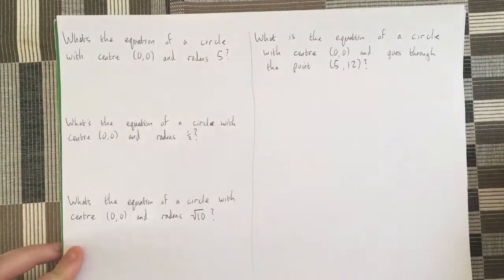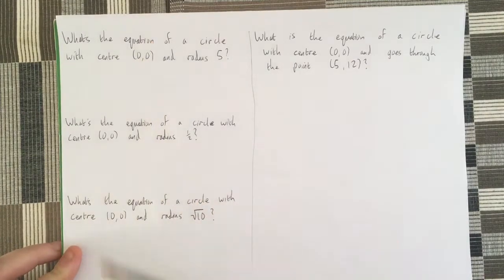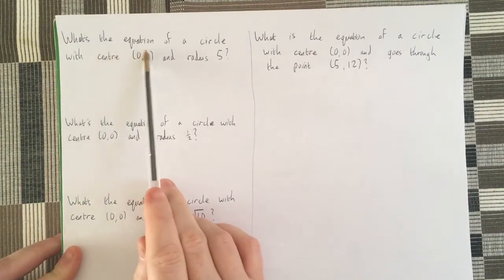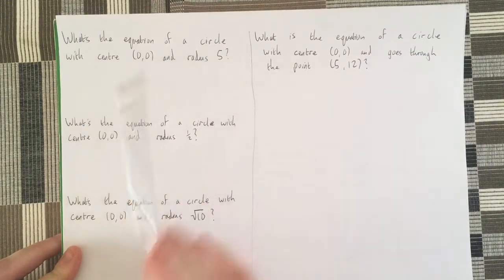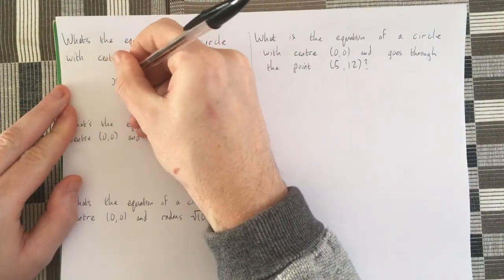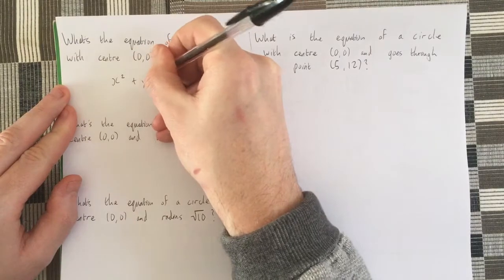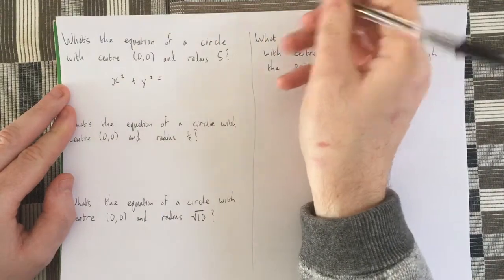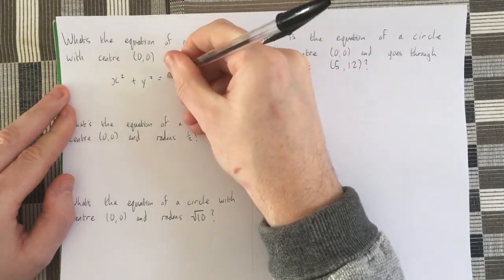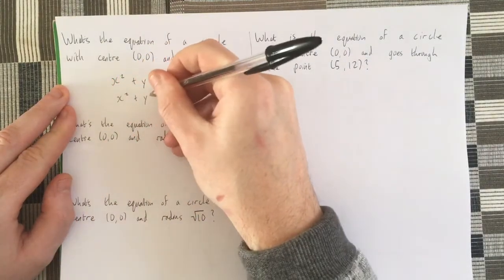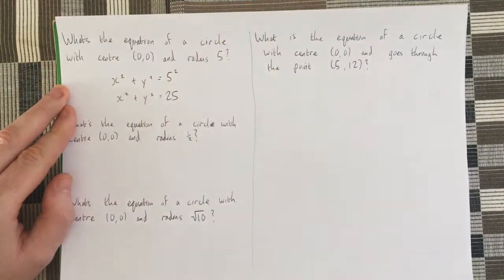All right, so for this first one here, and for all the ones today, I'm going to be given a center of 0, 0. We're not going to move on to circles with other centers until later on. So what's the equation of a circle with center 0, 0 and radius 5? Well, the center 0, 0 is telling me it's just going to be x squared plus y squared equals something, and then it's equal to the radius squared. So the radius here is 5, so it's equal to 5 squared. So that's just x squared plus y squared equals 25, and you're done.